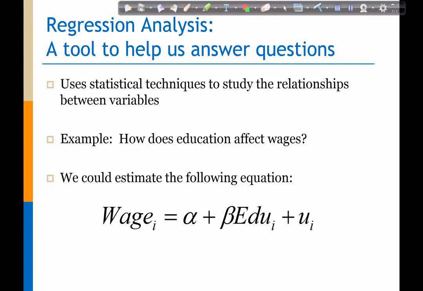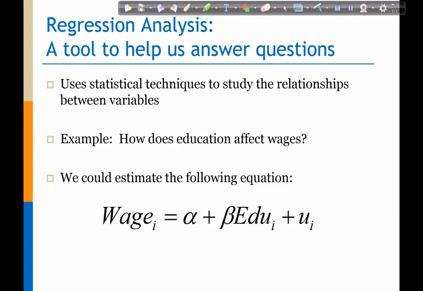So, regression analysis is a tool to help us answer questions. Namely, we are going to be studying the relationship between variables. For example, how does education affect wages? Or how does education affect health? Or how does marriage affect health? All of these questions could be answered with regression analysis.